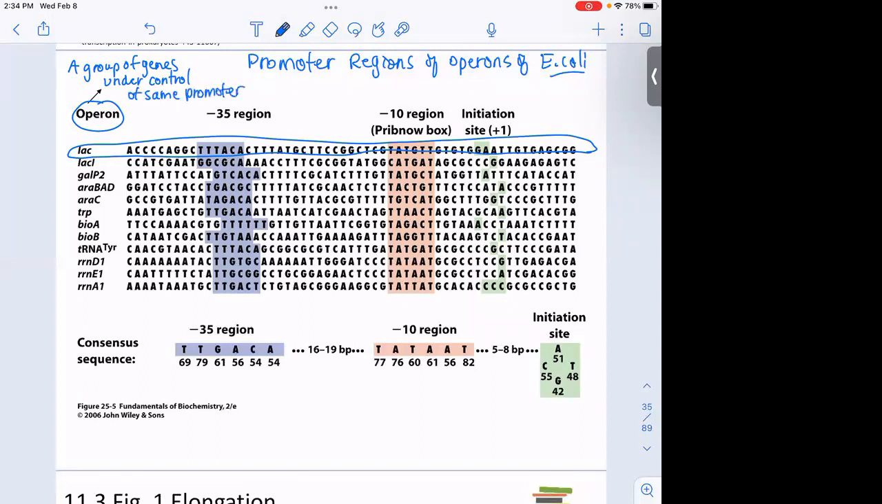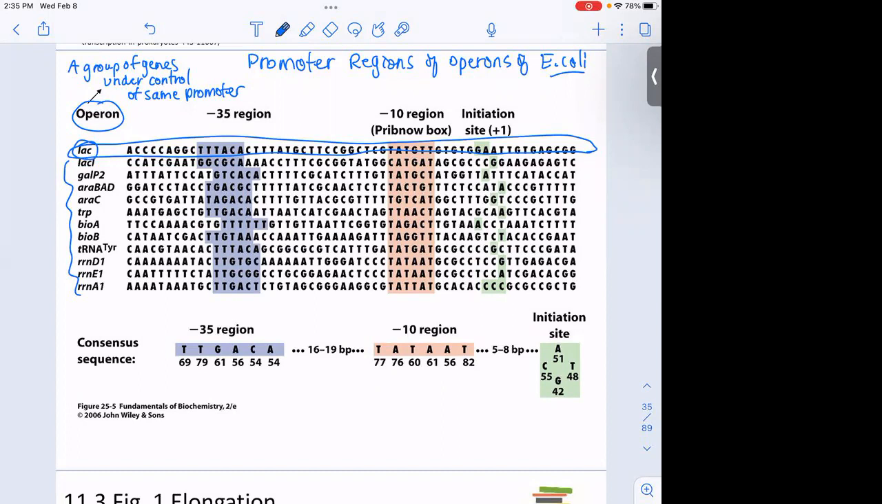So we're going to talk more about operons, but basically in bacteria, if there are several different proteins that are necessary to do one thing, they're regulated together. Like if you make one protein, you want to make the next one as well. So it makes sense that they're regulated together. So what they've done here is show the sequence of lots of different promoter regions of lots of different operons. The lac operon, that's probably the one that you're most familiar with.